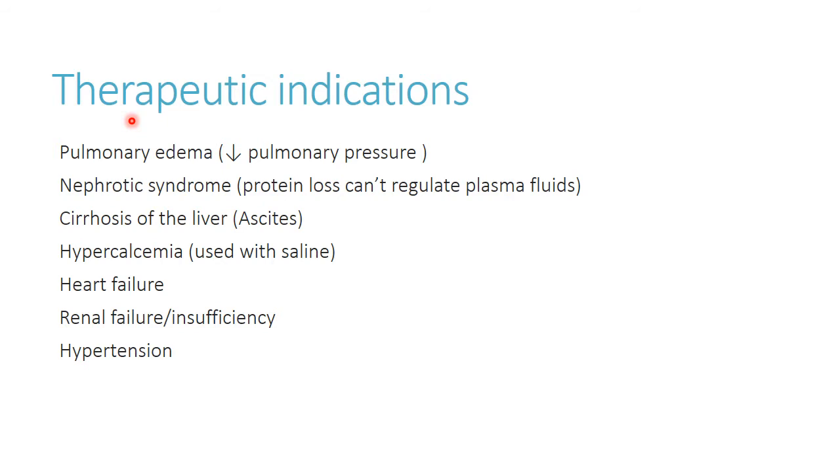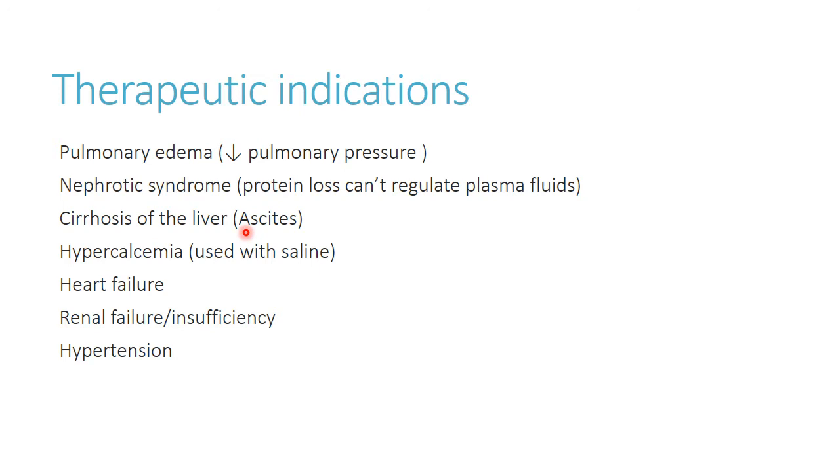Okay, these are good though if you want to get rid of fluid in the short term. So they have pulmonary edema. This helps to get rid of that extra fluid and help reduce that pulmonary pressure. They have nephrotic syndrome. When you have nephrotic syndrome, you're losing a lot of proteins, and this makes it very difficult to regulate plasma fluids because remember, plasma proteins generate that oncotic pressure that helps keep fluid in the blood vessels. So you kind of lose that. So it can be very useful if you need to get rid of that extra fluid.